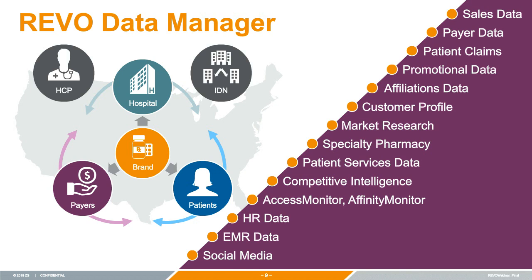Then you have various things that could be drivers, things like your payer data. So what is your channel mix? How's your formulary information coming up? Different access levels that you have. You have your patient claims data that can get into patient dynamics, your abandonment rate, rejection rate, patient profiles, comorbidities, and so on. Of course, you have your promotional data, calls, samples, vouchers. You can have some of your non-personal digital channels as well.